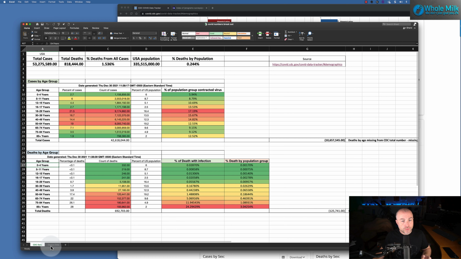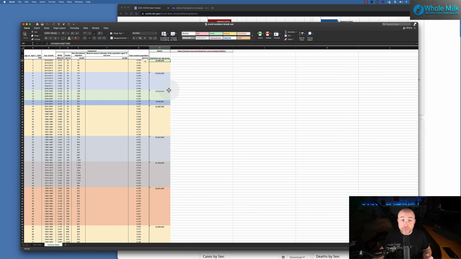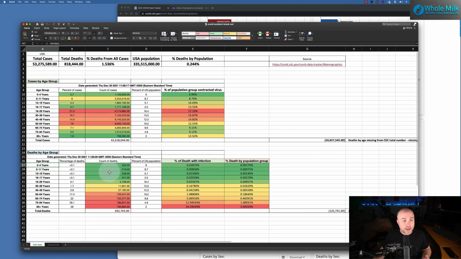So, 0 through 4 age group, you have 19.48 million people, 19 million people. Out of that, 332 died, which is 0.0017. So we can say 0.002. Okay. So out of the entire population, 0.0017 of the entire group in that age range died of COVID. We're not talking a percentage here again.